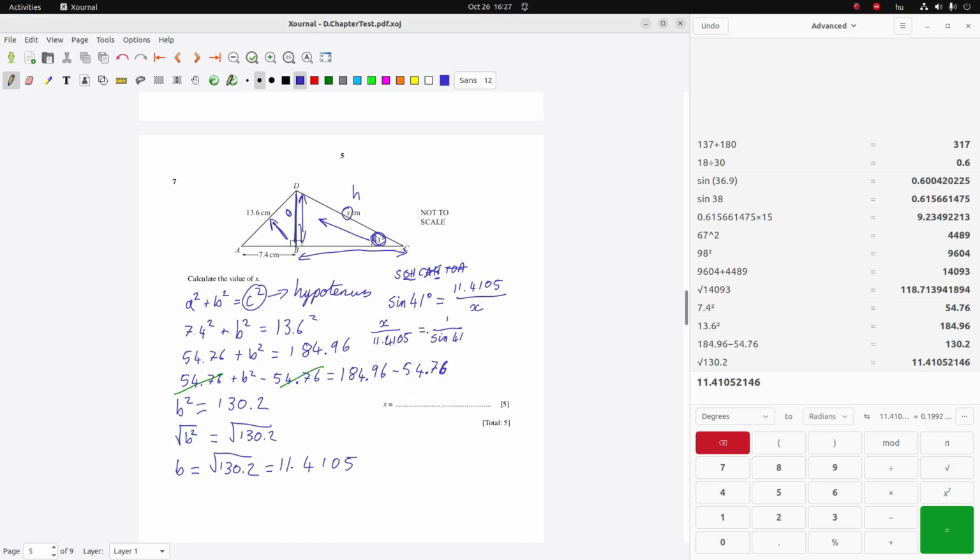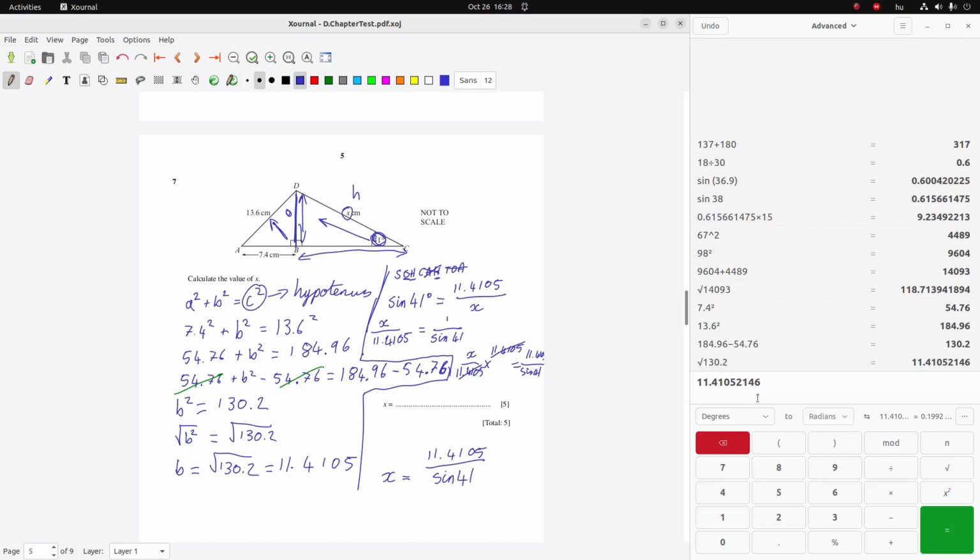And now I want to get rid of this 11.4105. Right now I'm dividing. What's the opposite of dividing? Multiplying. Let me just draw a little line here to clarify that that belongs to the other side. So the opposite of dividing is multiplying. So I'm going to do x divided by 11.4105 multiplied by 11.4105 is equal to 11.4105 divided by sine of 41. And that cancels with that. So I end up with x is equal to 11.4105 divided by sine of 41.